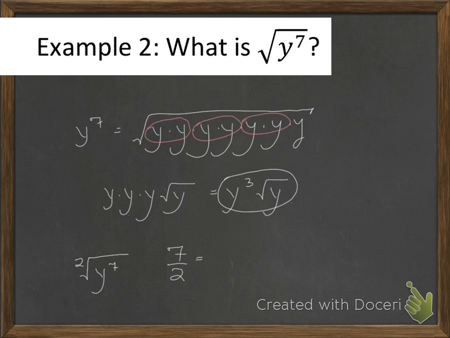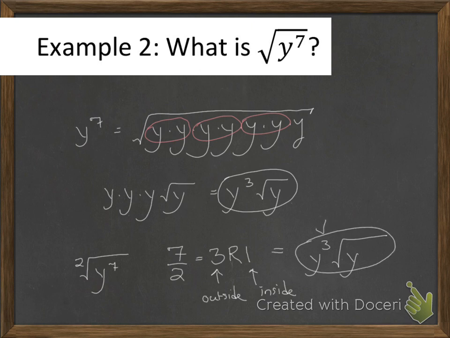So 2 goes into 7 3 times. And then remember remainders? There is 1 left over when I divide by 2. So I have 3 remainder 1. This 3 is the exponent on the outside of the radical, and this 1 is the exponent on the inside of the radical. So let me show you what I mean. The outside is going to be y to the 3rd power. On the inside, it's going to be y to the 1st power, or just y. Notice that this is exactly the same as the answer that I got from the other method.